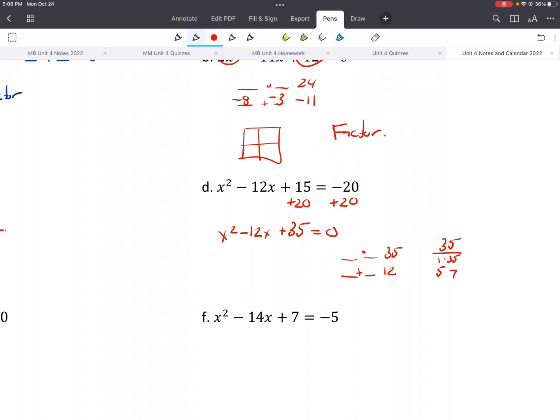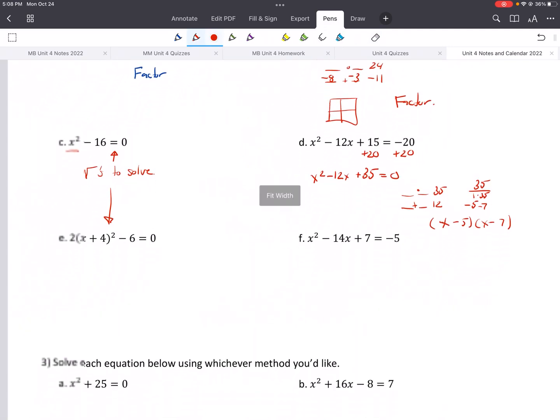So again, here we saved a lot of time. We could just do x plus 5 and x plus 7. Let me double check. Oh, and they both need to be negatives. Okay, so factoring works great there. And that's what I would do.